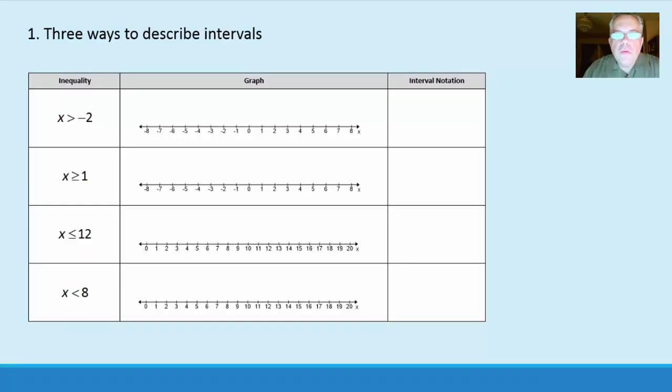In class, we were working on graphing inequalities. I'm going to practice that a little bit more, and I want to add one more thing, and that is interval notation. So here are 3 different ways to describe intervals.